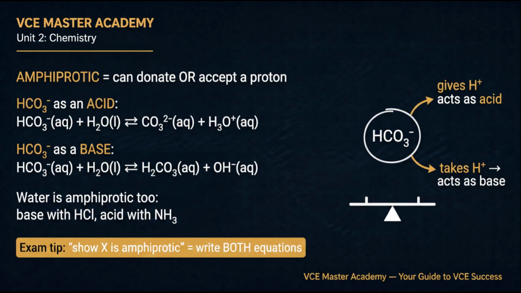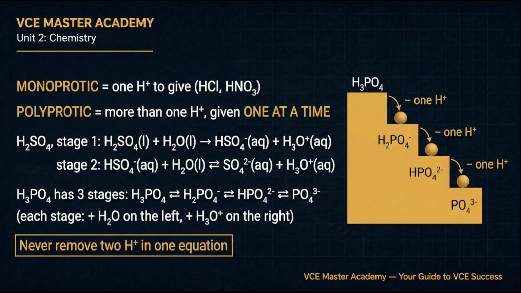Now the exam tip. When a question says, show that a substance is amphiprotic, that is code for write 2 equations. One where it donates, one where it accepts. One equation gets you half the story and half the marks. 2 equations, full marks.